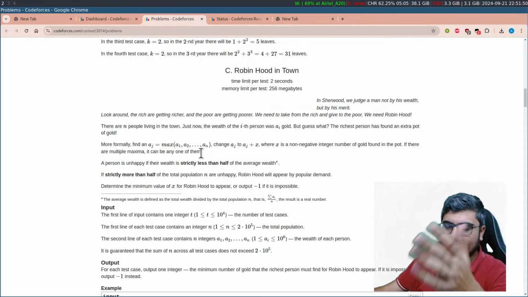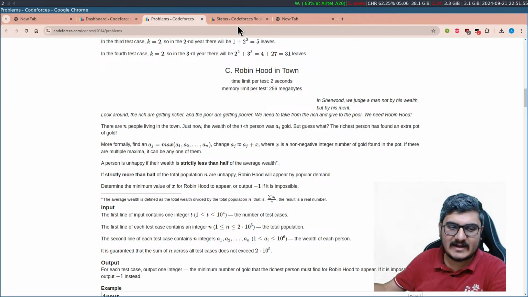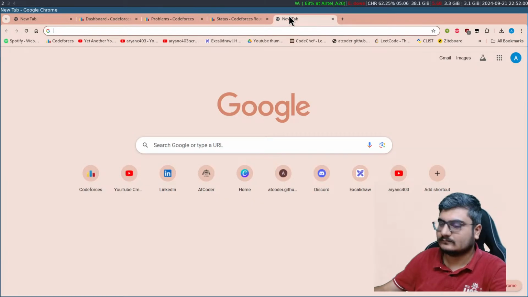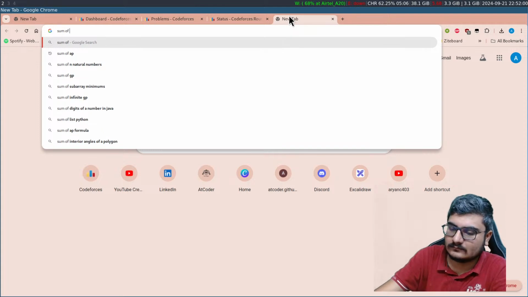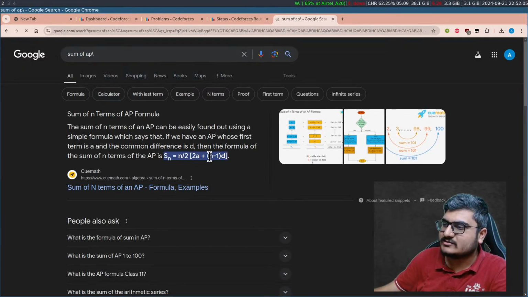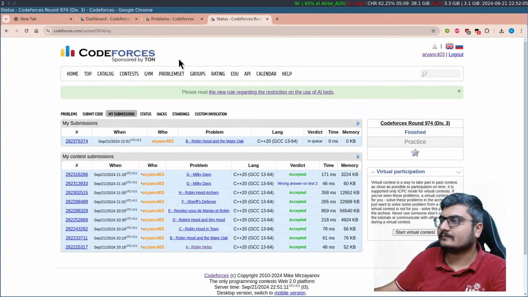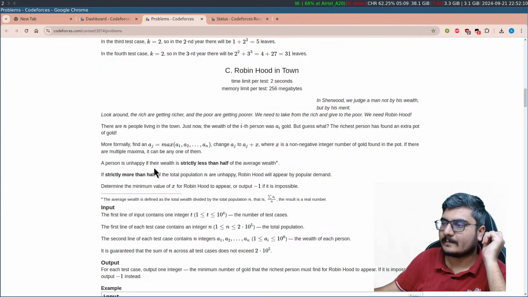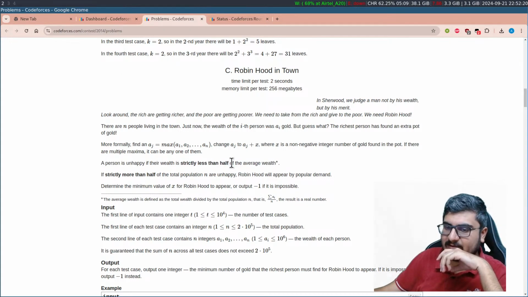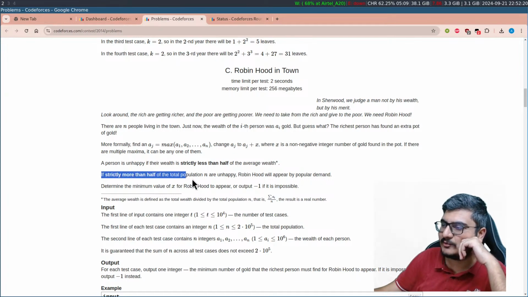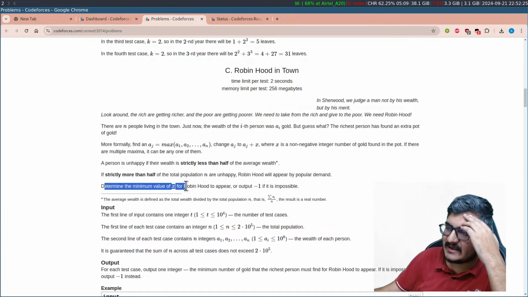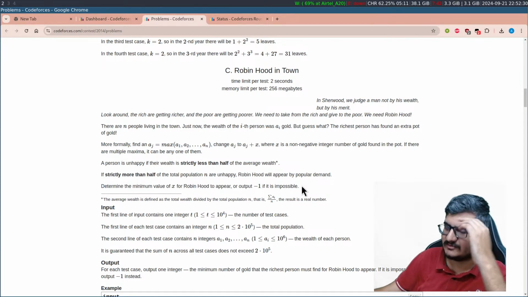You have to use the direct formula for the sum of numbers from 1 to n, not run a for loop from 1 to n. You can use the sum of AP formula. A person is unhappy if their wealth is strictly less than half of the average wealth. Strictly less is a bit important. And if strictly more than half of the total population are unhappy, Robin will appear by popular demand. Determine the minimum value of x for Robin to appear, or output -1 if it's impossible.